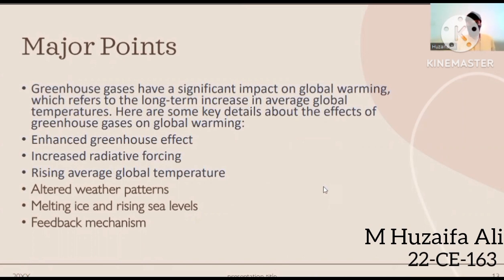The greenhouse effect is a natural process that helps to keep the earth warm. However, when greenhouse gases are released into the atmosphere, they trap more heat, which can lead to global warming. Increased radiative forcing. Radiative forcing is the difference between the amount of energy that the earth receives from the sun and the amount of energy that the earth radiates back into space. Greenhouse gases increase radiative forcing by trapping heat in the atmosphere, which can also help in increasing the temperature of the earth.